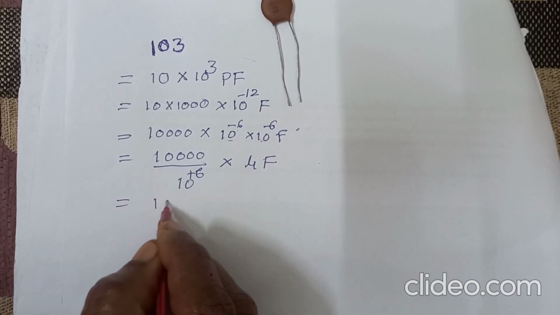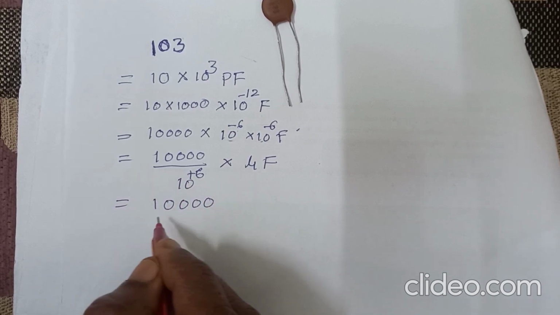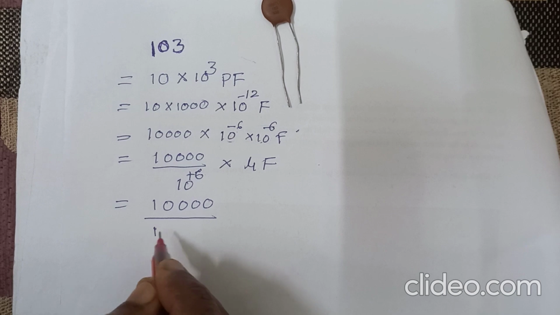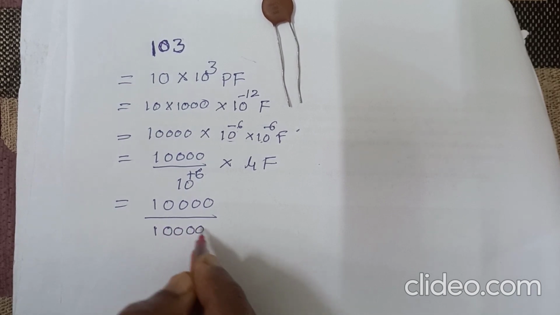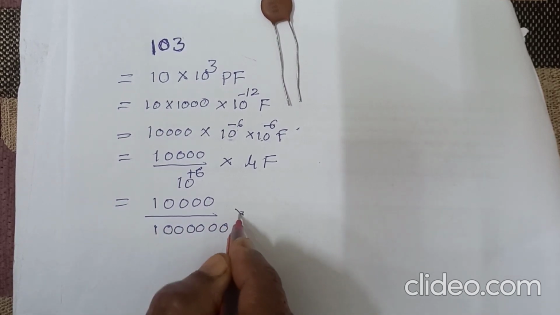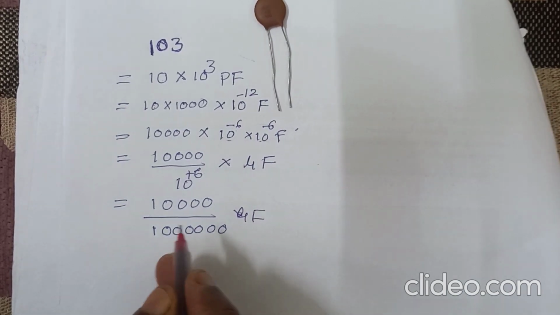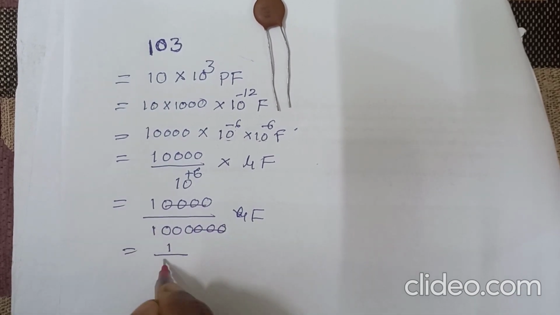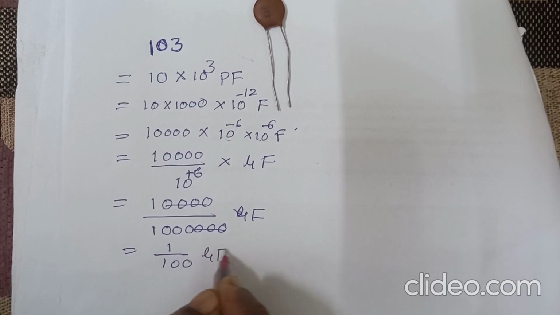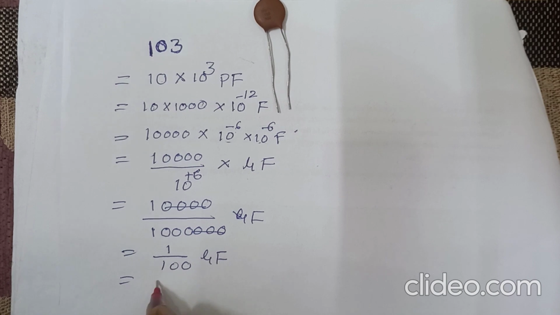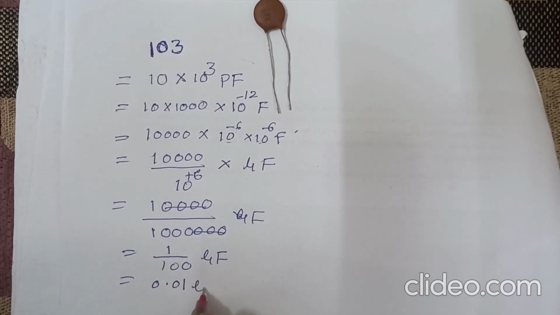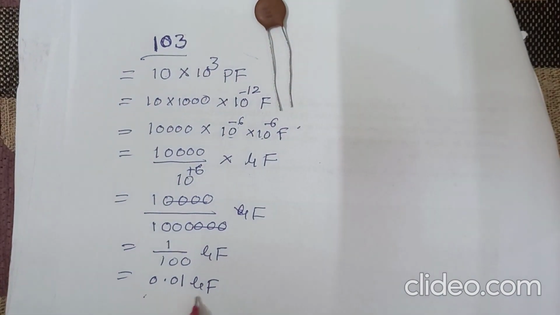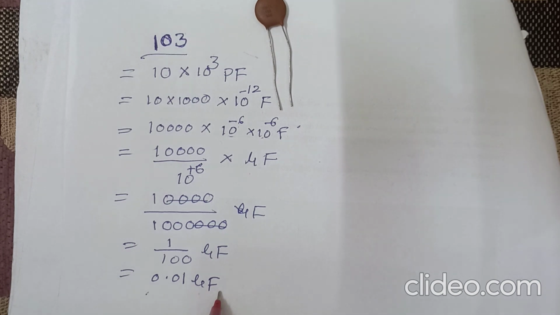Next, I'll write 1 followed by 4 zeros as it is in the numerator. In the denominator, there are 6 zeros, since 10 to the power 6 is 1 followed by 6 zeros, into microfarad. So these 4 zeros and 4 zeros cancel each other. What is left? 1 divided by 100 microfarad. 1 divided by 100 is 0.01 microfarad. So 103 is nothing but 0.01 microfarad.